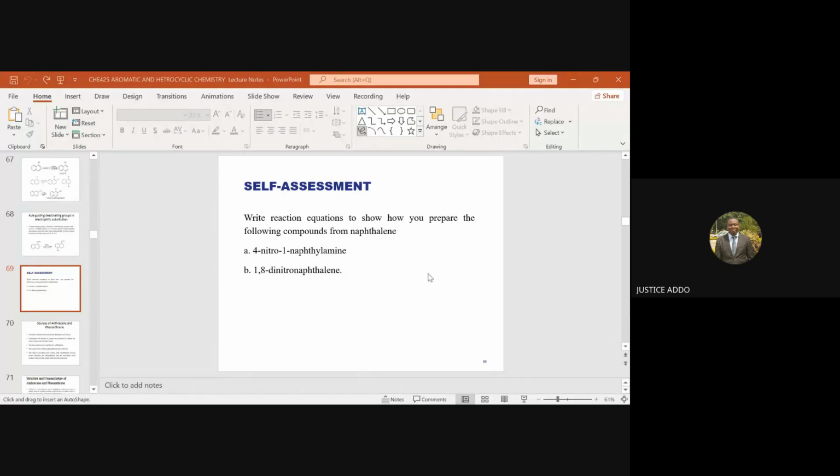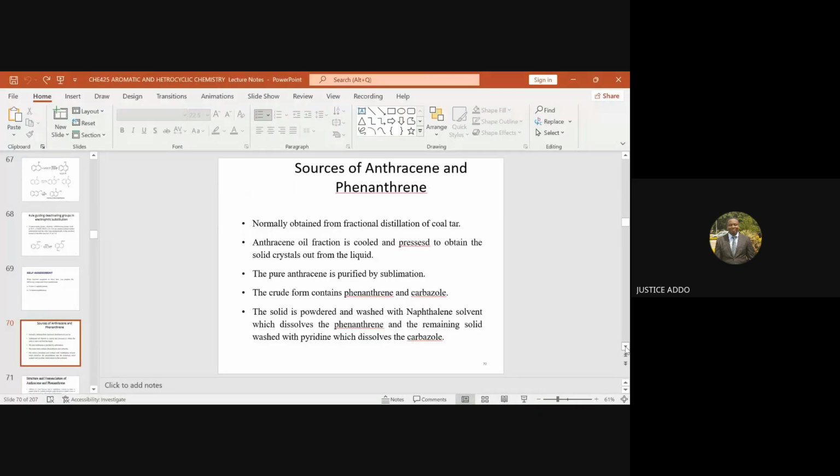Please, are we all through? I just want to know whether we've all been able to write the reaction equations to show how we start from naphthalene and get these two products. If anyone has a challenge, please let me know. Are we still working or we are okay? No, Doc.